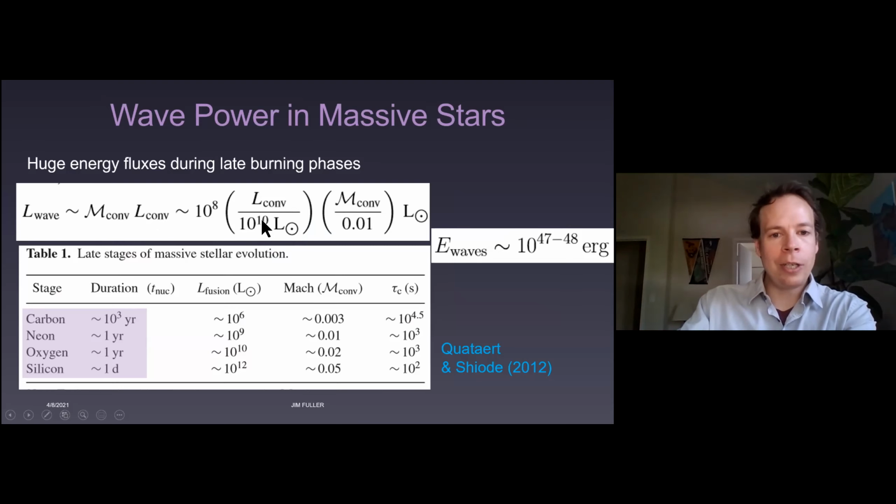Now, most of that energy doesn't make it to the surface of the star, but some of it gets put into waves. And so the waves can carry something like 10^8 or 10^7 L_sun. And this is only happening during neon and oxygen burning or silicon burning in the last year or so of the star's life. That's when you get these enormous wave powers. This translates to wave energies of order 10^47 or 10^48 ergs.